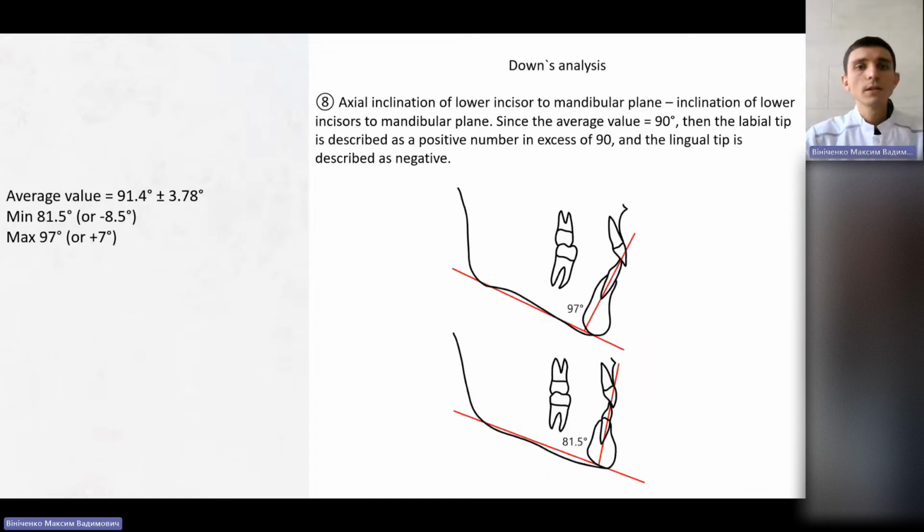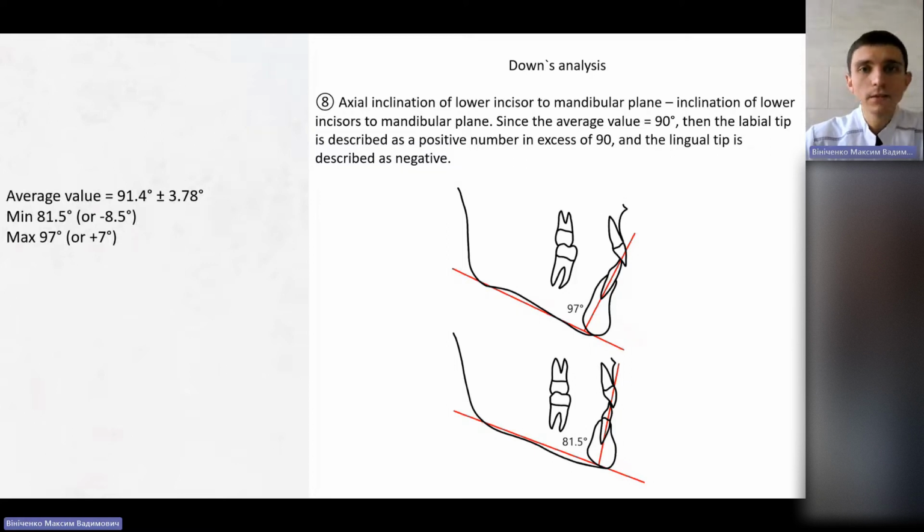Axial inclination of the lower incisor to mandibular plane. It is also very important. In literature, you could also see it as the IMPA, incisor mandibular plane angle. IMPA is also the axial inclination of the lower incisor to mandibular plane. But in the literature, you can see the IMPA. It is similar: the inclination of lower incisors to mandibular plane.